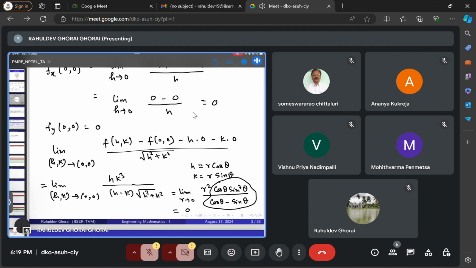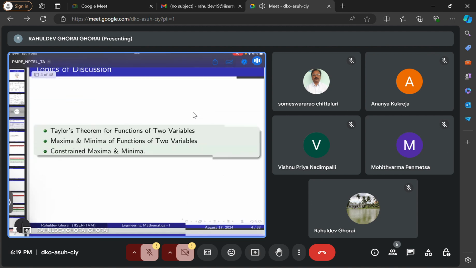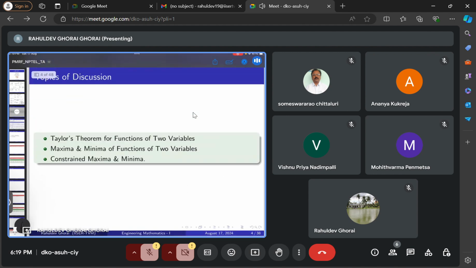So then let's move to today's topic of discussion. I think you already know that we'll be discussing Taylor's theorem for functions of two variables, the maximum and minimum of a function, and constrained maxima and minima. Okay, these three topics we'll be discussing here.